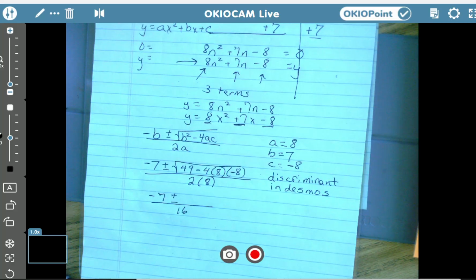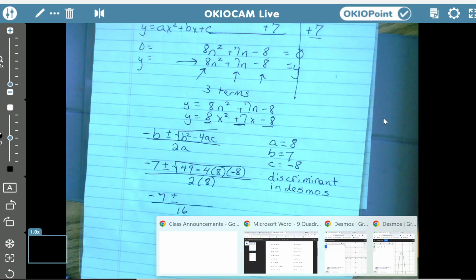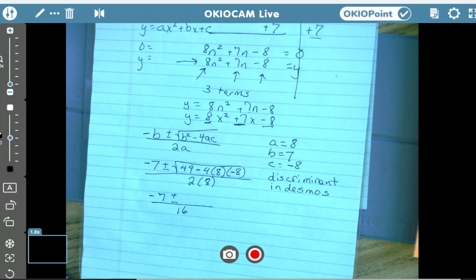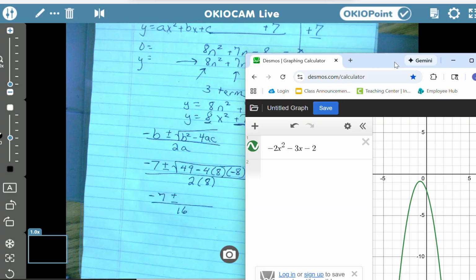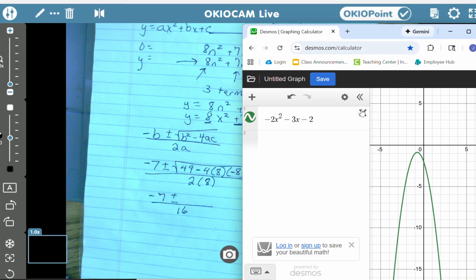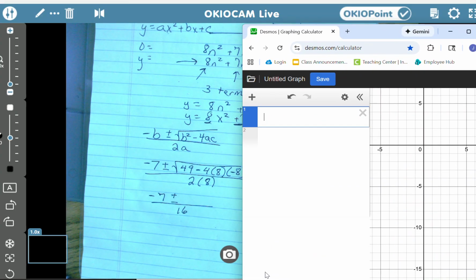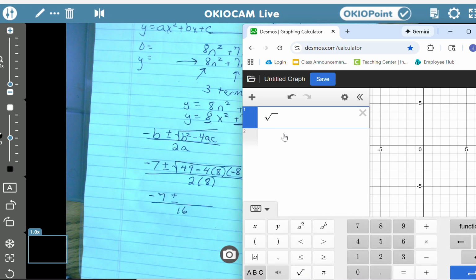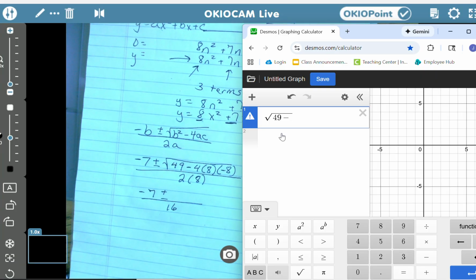So now I'm going to come over here to decimals. And I am going to type in, grab my keyboard, square root 49 minus, I'm typing in this right here. Make sure you can see it. 4 parentheses 8, close parentheses, negative 8.